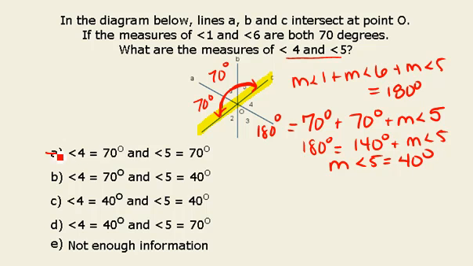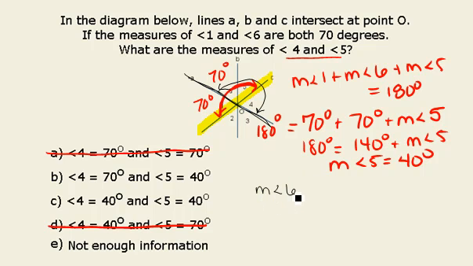Therefore, we could eliminate A as an option and eliminate D as an option. Therefore, we now need to figure out the measure of angle 4. Well, one way we can investigate this angle is we can look at line A. And if we look at line A, we'll see that angles 6, 5, and 4 also form a straight line.